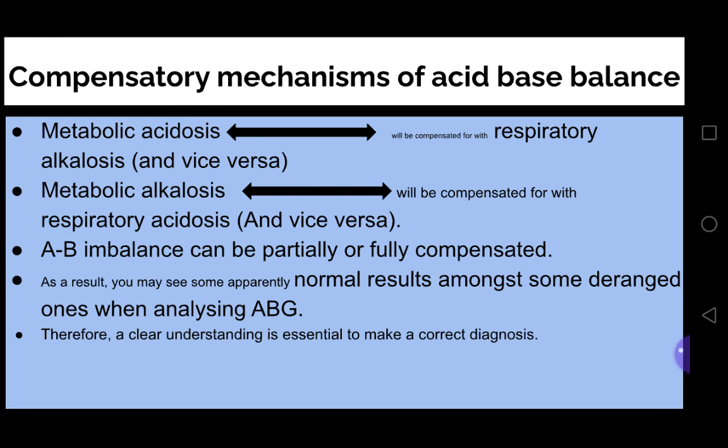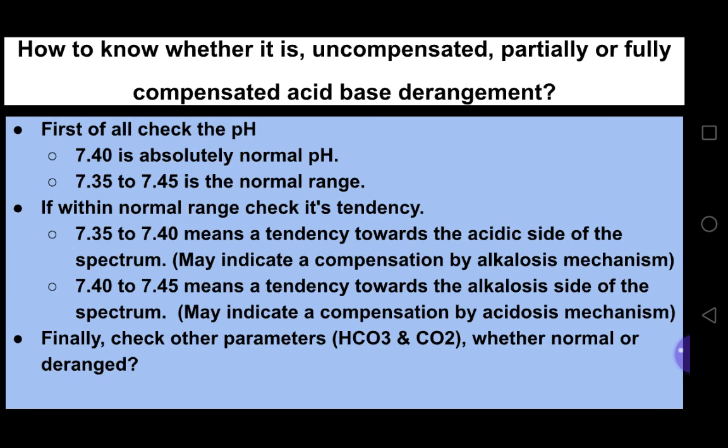As a result of this compensation, you may see some apparently normal values when you analyze ABG results amongst some deranged ones, and it becomes quite confusing whether it is partially compensated or fully compensated. A clear understanding is essential to make a correct conclusion. So, first of all, we check the pH. If blood pH is 7.4, it is absolutely normal. And if it is between 7.35 to 7.45, then it is within normal range.